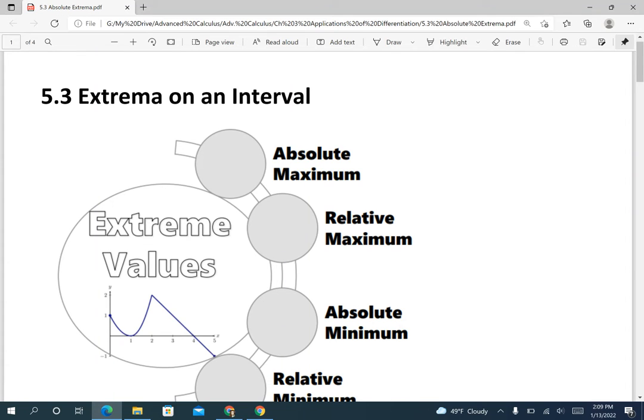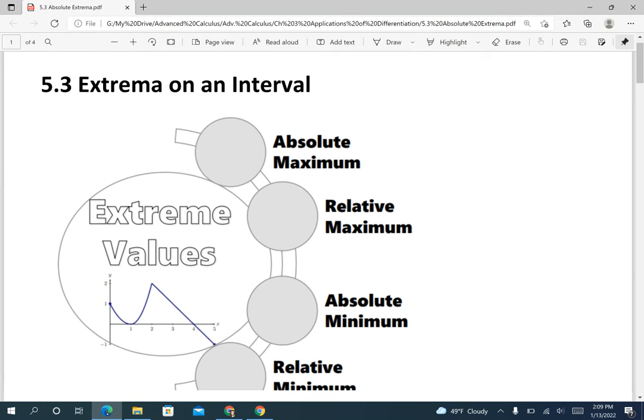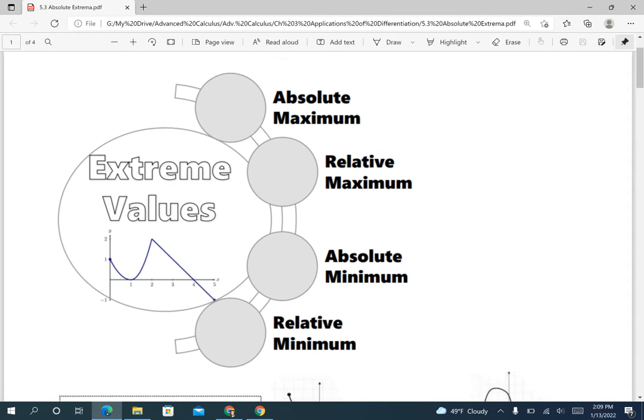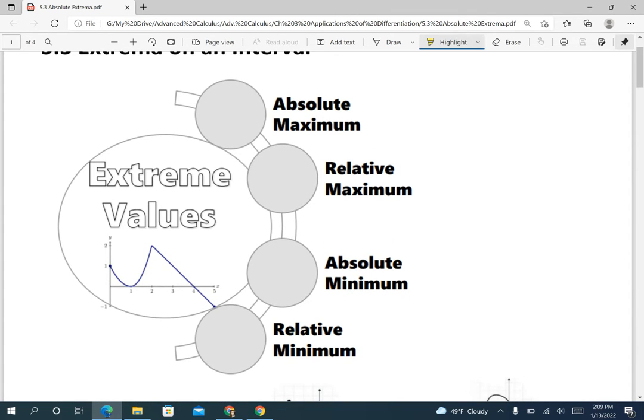Hi everybody. Today we're going to be talking about extrema on an interval. And so we will look at how we can use calculus to find the absolute maximum and the absolute minimum of a function. Now, relative minimums and relative maximums are two things that we will get into a little bit later, but for today, we're just finding absolute maximums and absolute minimums.